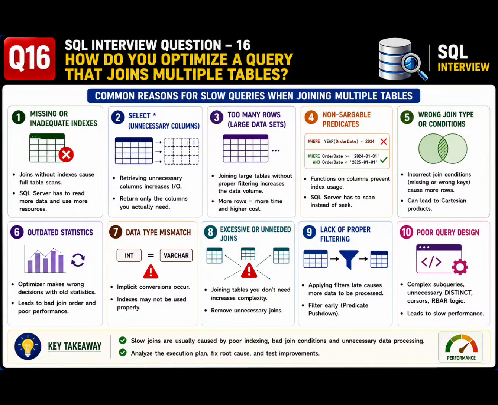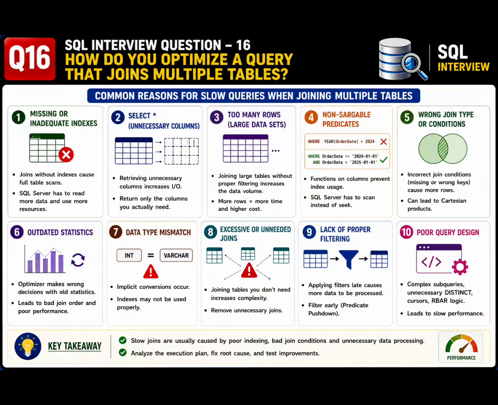Non-searchable conditions: avoid applying functions on indexed columns. For example, WHERE year of order date equals 2025. Here is how we have to write the query: WHERE order date is greater than or equal to some start date, and order date is less than the limiting date. For example, greater than or equal to 2025-01-01 and less than 2026-01-01. This allows SQL Server to perform an index seek.